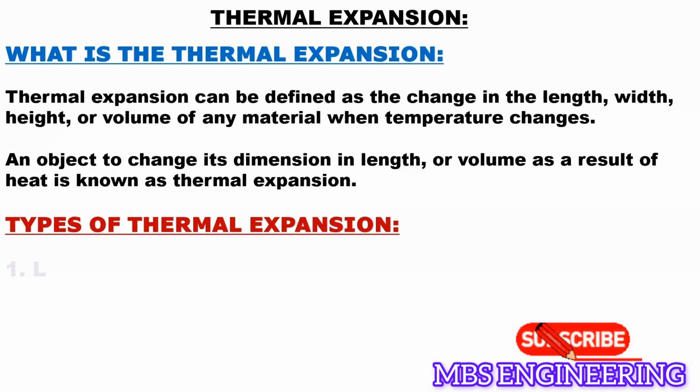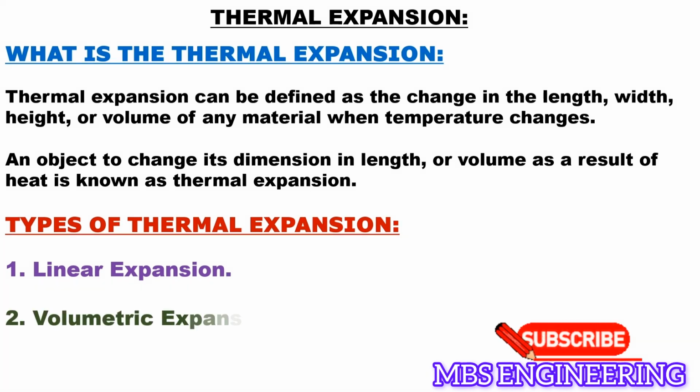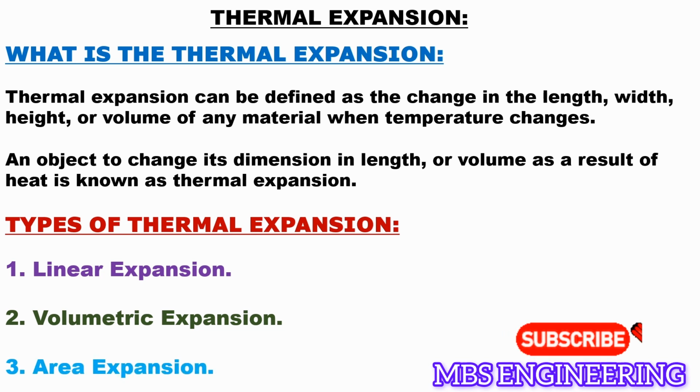The first type is the linear expansion. Linear expansion is defined as the increase in the length of the solid as a result of the heating process. The second type is the volumetric expansion. The volume expansion is defined as the increase in the volume of the solid as a result of the heating process. The third type is the area expansion. The area expansion is defined as the increase in the surface area of the solid as a result of the heating process.